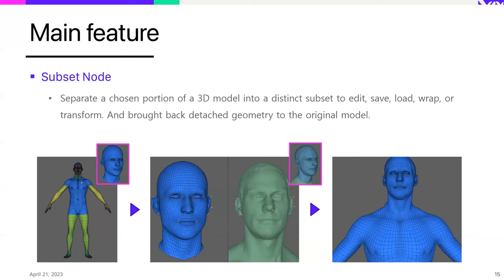I think this is the last basic feature. So subset node is separating a chosen portion of the face, 3D model into a distinct subset to edit, save, load, wrap, or transform, and bring the detached geometry back to the original model.